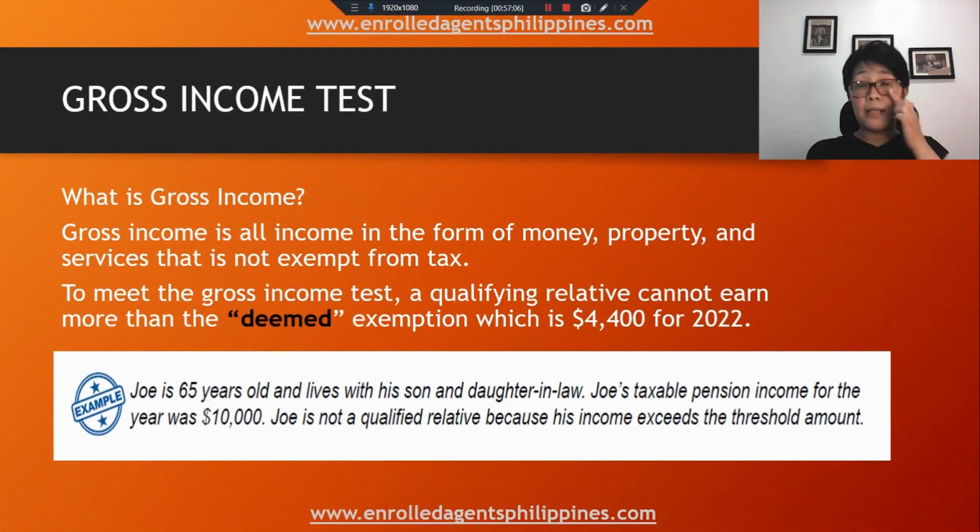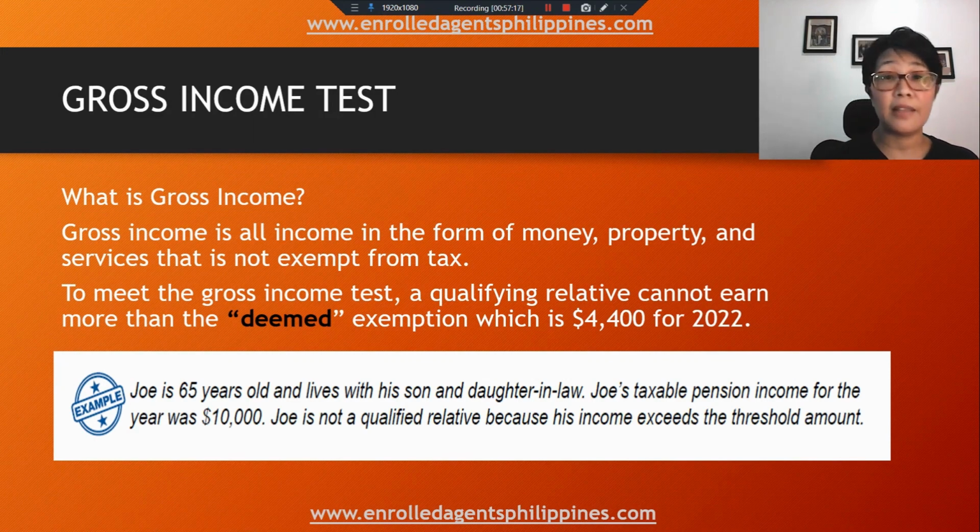Okay? Ito naman, gross income test. Again, kailangan to determine whether that person can qualify as a qualifying relative. Okay? Define muna natin, ano ba yung gross income? Gross income is all income in the form of money, property, and services that is not exempt from tax. To meet the gross income test, the qualifying relative cannot earn more than the deemed exemption, which is $4,400 for this 2022 tax year.